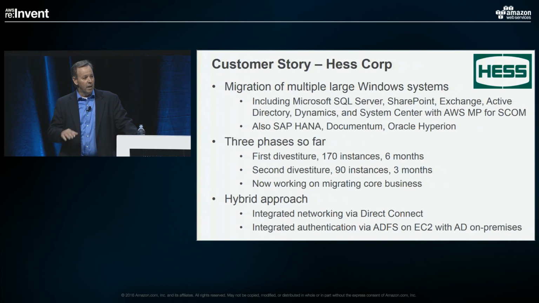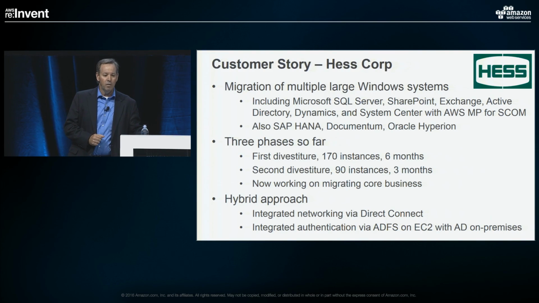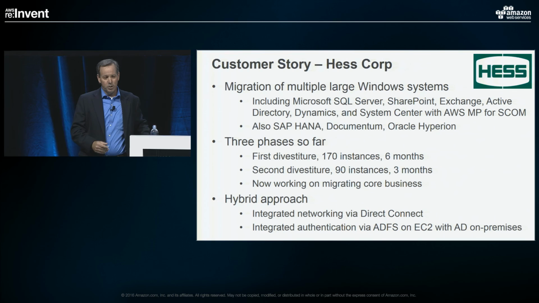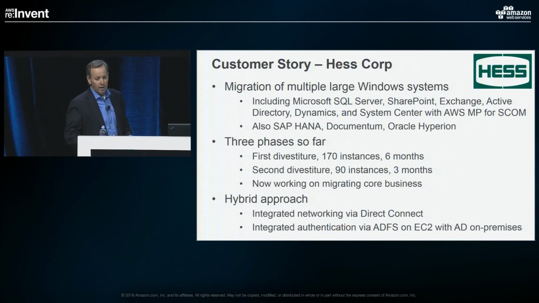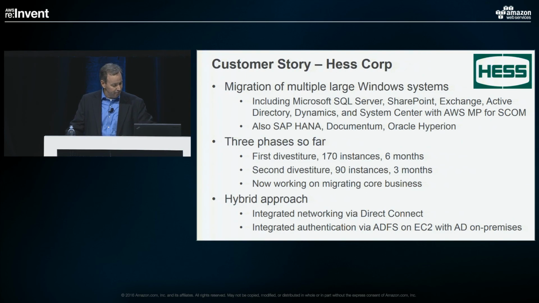So now that we've done that within the businesses that we've sold, now we're moving it to our core business. So my team is currently in the business of moving as much of our Windows estate as we can to the AWS cloud. We've got integrating networking with Direct Connect, everything that Zlatan's talked about so far, using ADFS with EC2, using AD on-prem. We've done all that, and it works really, really well. You'll see in the top of the slide just some examples of the kind of applications we moved: HANA, Documentum, Oracle Hyperion.